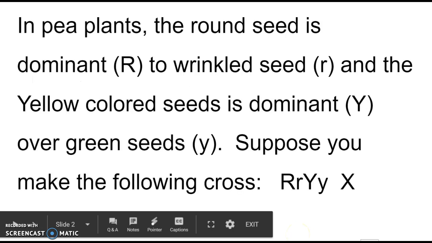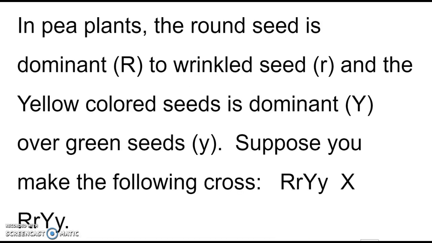So here's a sample problem. In pea plants, the round seed is dominant to the wrinkled seed, so we're going to use our capital letters for our dominant trait and our lowercase letters for our recessive traits. Yellow colored seeds is dominant over green seeds. So we're going to cross two organisms that are both heterozygous for both traits. That's the classic example of the dihybrid cross.